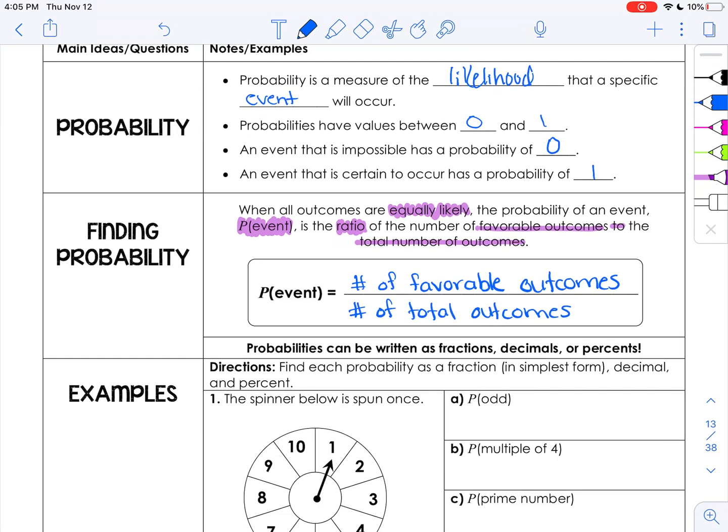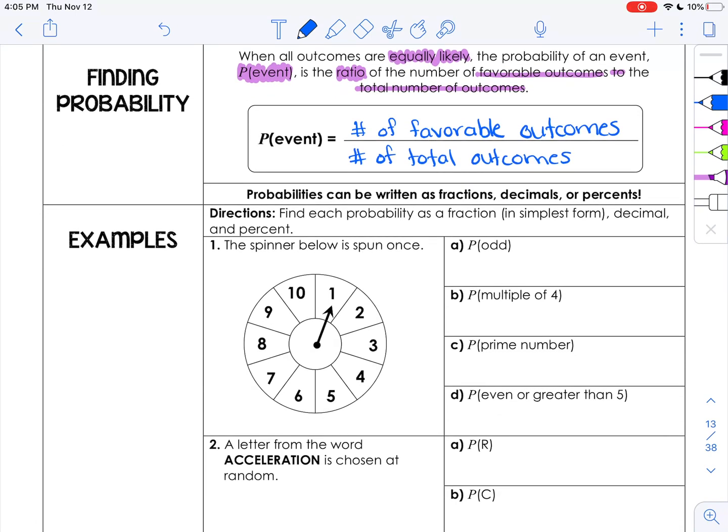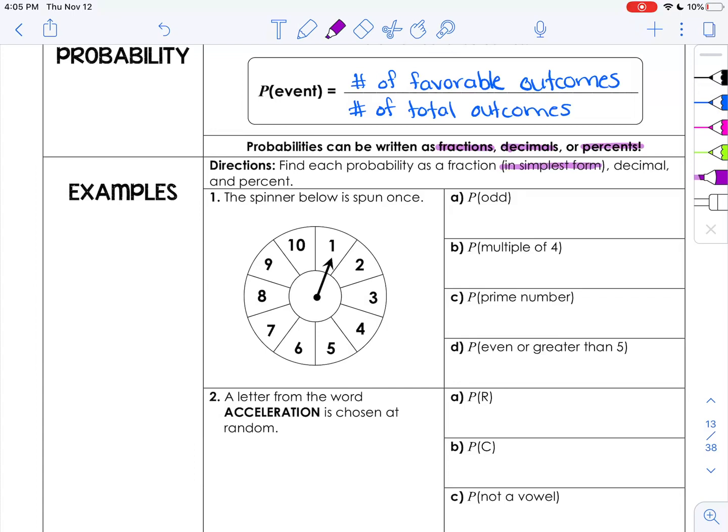So let's look at some examples and find the values of that probability. And when we find those values, we're going to be writing those as fractions, decimals, and percents. And when we write it as a fraction, we need to remember to write it in simplest form. So our first example we're going to look at is the spinner. The spinner below is spun once.